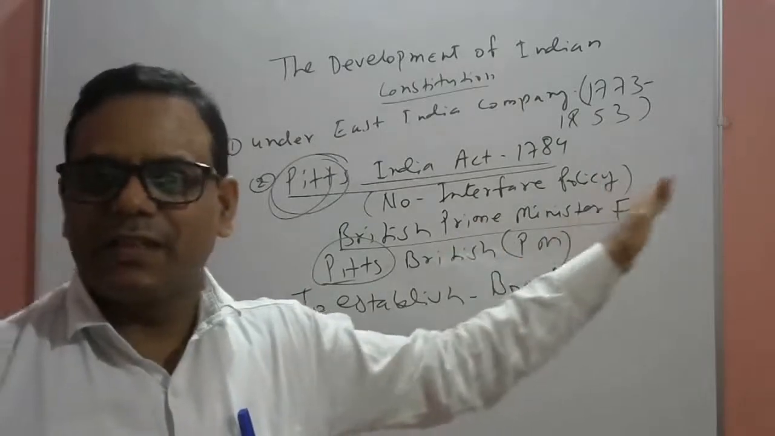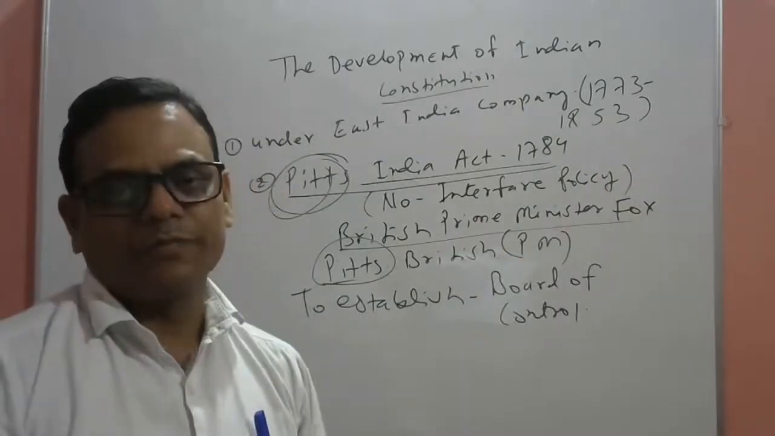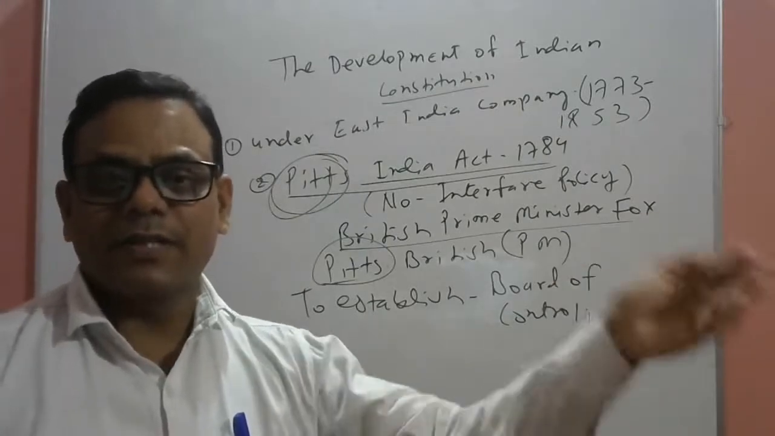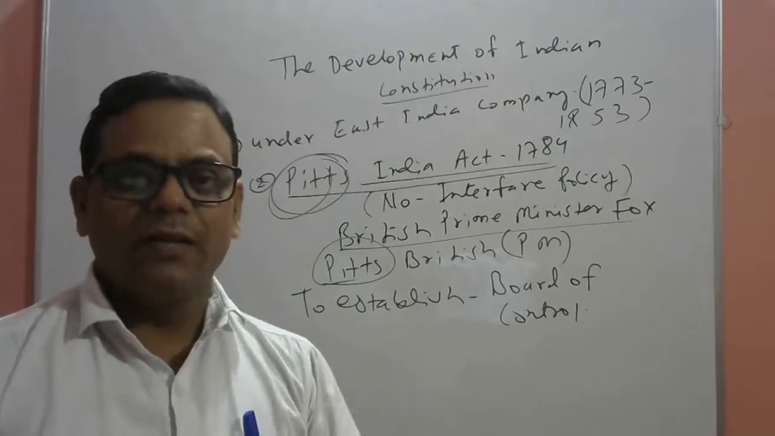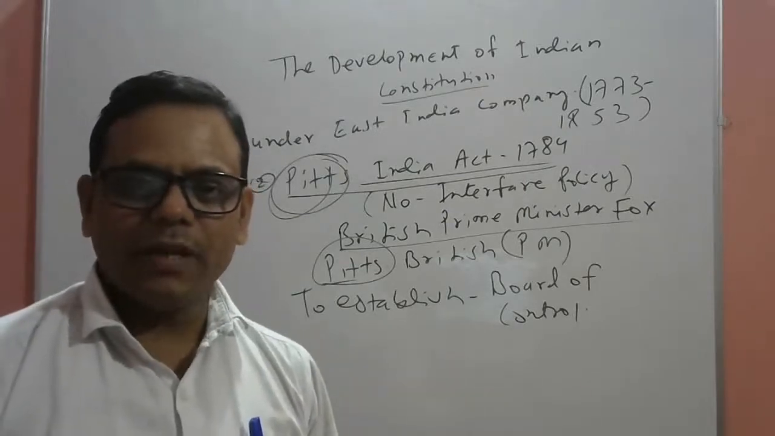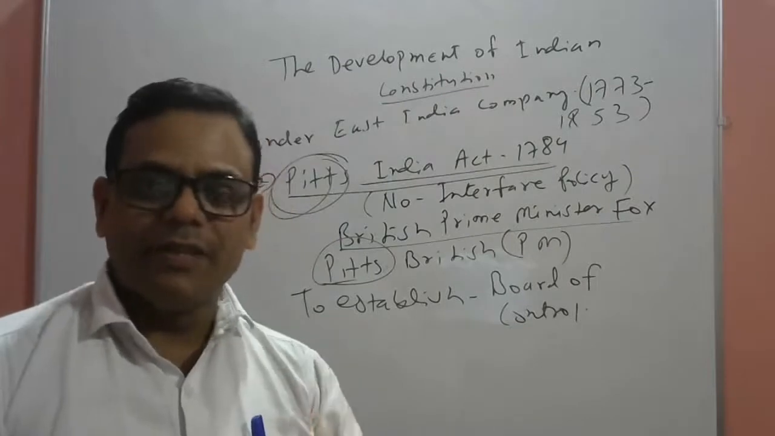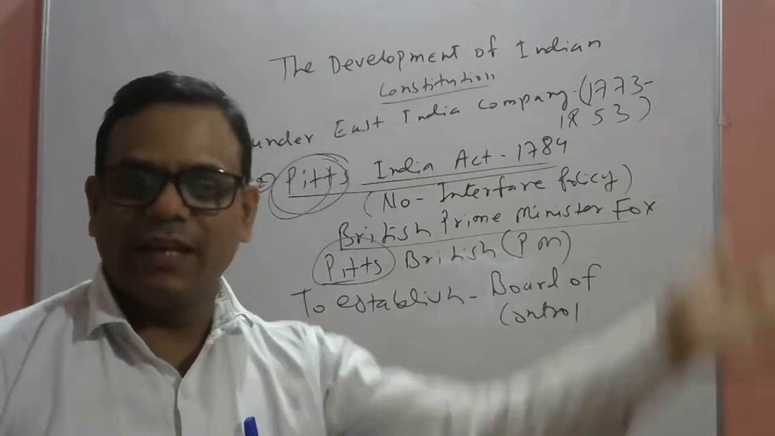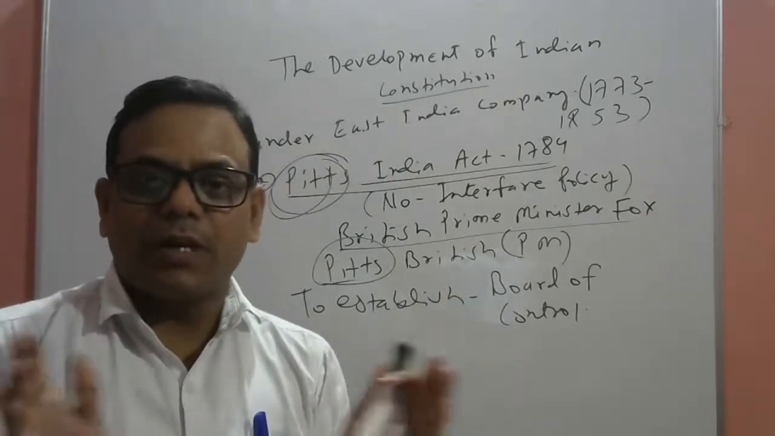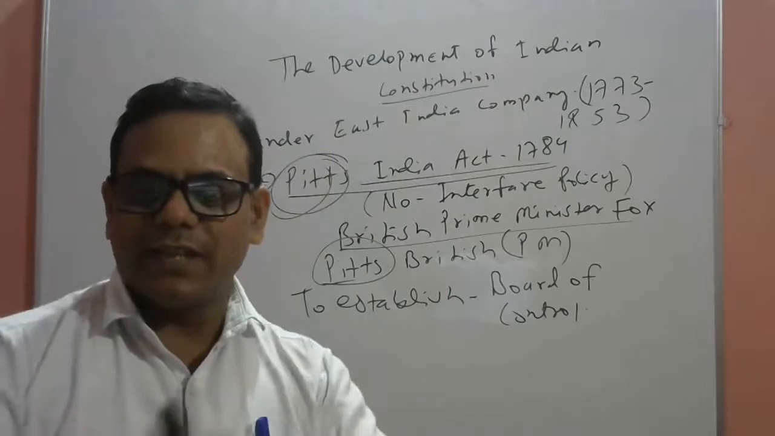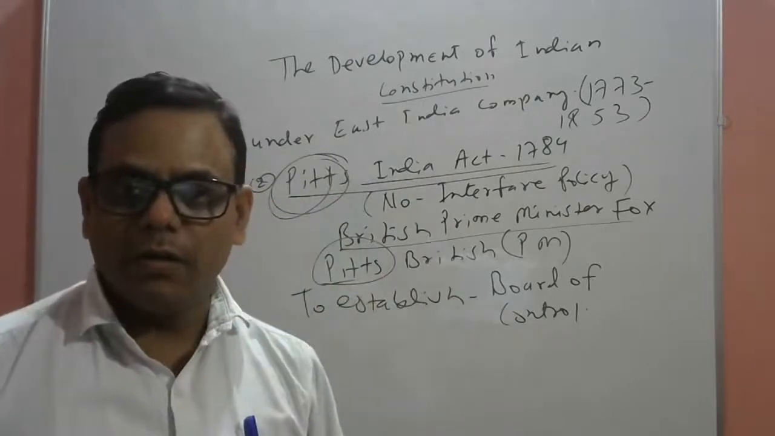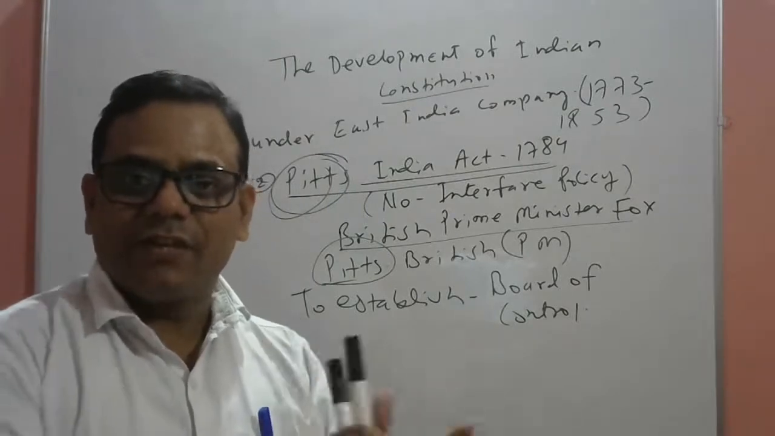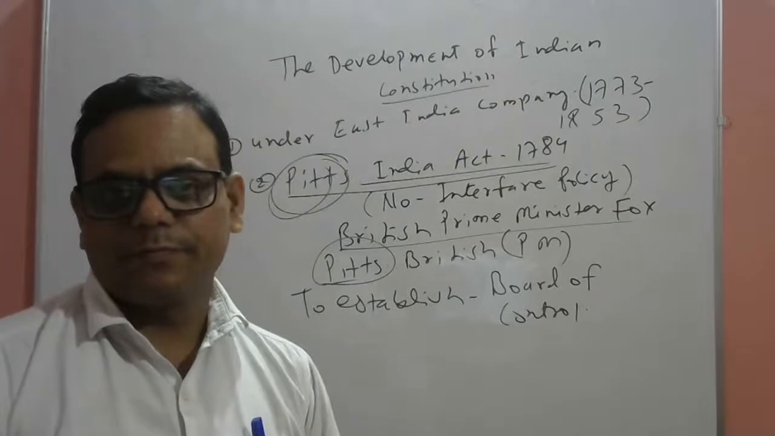That act is Pitt's India Act of 1784, and in this act Board of Control has been established, और ये रूल बना दिया गया कि ईस्ट इंडिया कंपनी और बोर्ड ऑफ डायरेक्टर्स इन इंग्लैंड, इन दोनों के बीच जो भी करस्पोंडेंस होगा, जो भी लेटर्स लिखे जाएंगे, and all these letters will be presented in front of Board of Control.